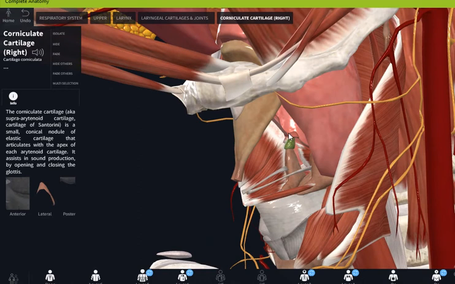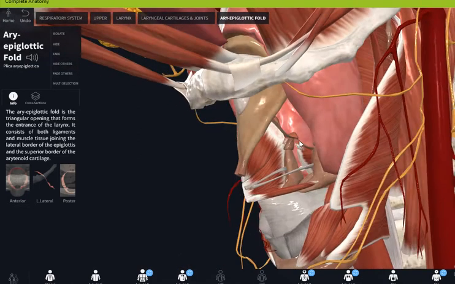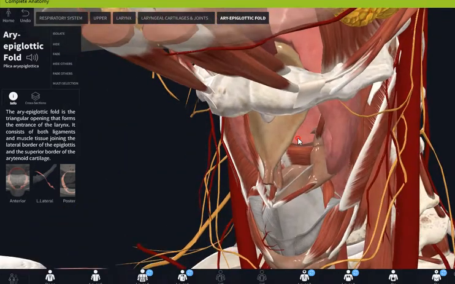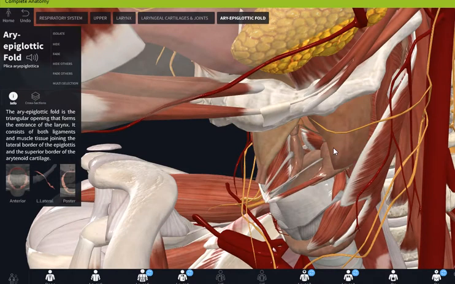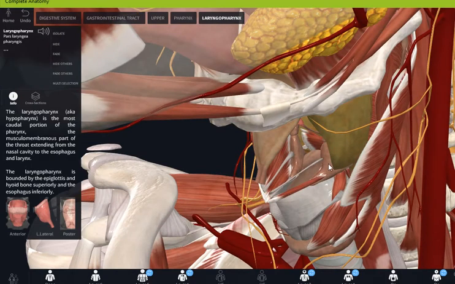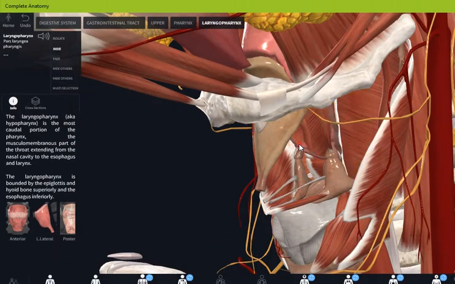At this portion, you have the aryepiglottic fold, which is connecting with the epiglottis here. We also have the aryepiglottic fold on the other side. So here it will be equal to the laryngopharynx. This is the mucosa, so I can decide to hide the mucosa and remove it.